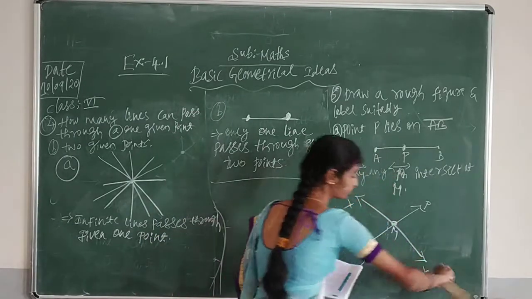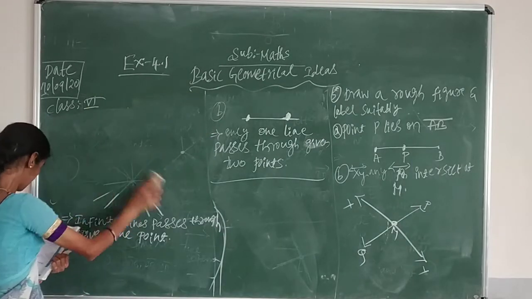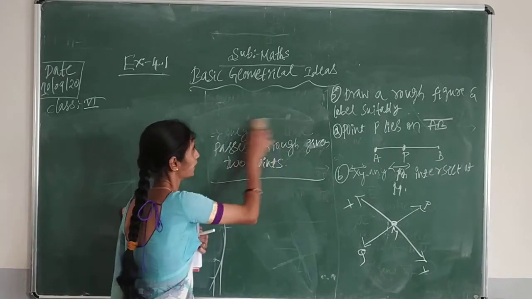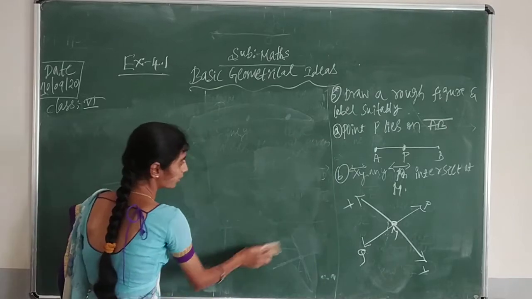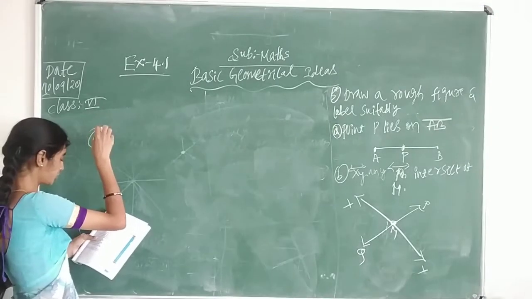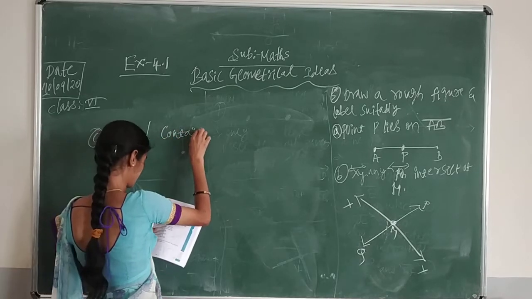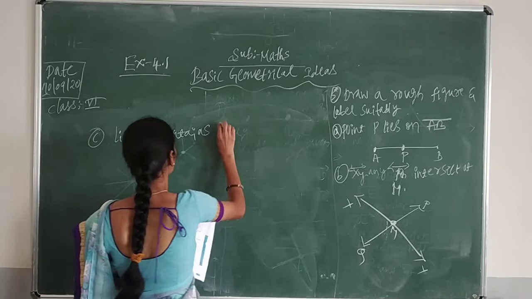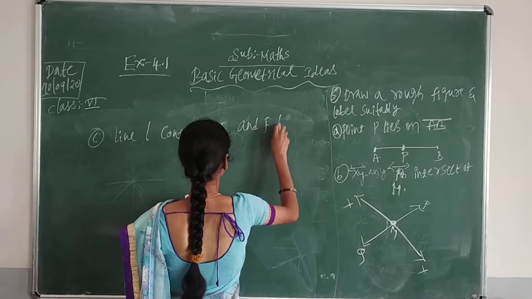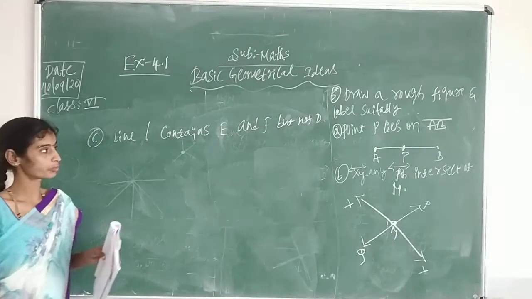Now next question, children. Again in fifth C. Again in this same question. What is that C question? Line L contains E and F but not D. I hope B question you understood, children. Moving to this C question. What is this C question? Line L contains E and F but not D.